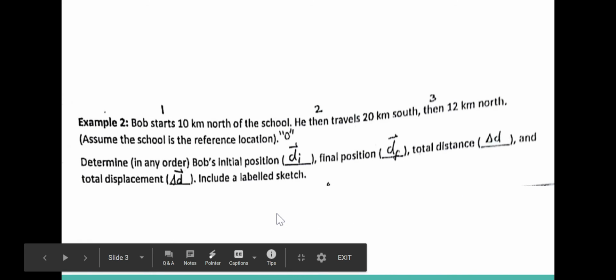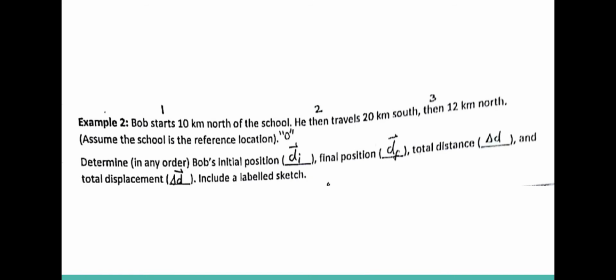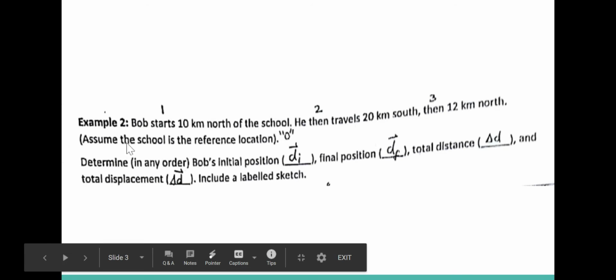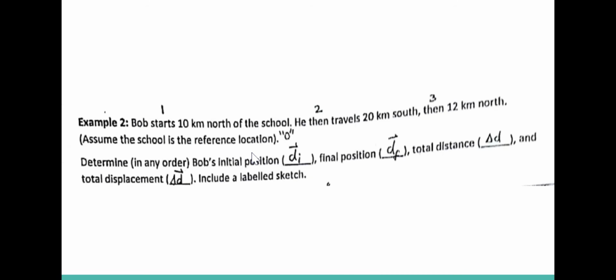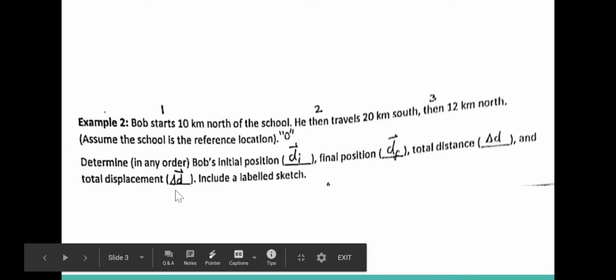Here's our first example. Bob starts 10 kilometers north of the school. He then travels 20 kilometers south, then 12 kilometers north, and we are going to assume that the school is the reference location or origin. And we will find the initial position, Bob's final position, total distance, and total displacement.